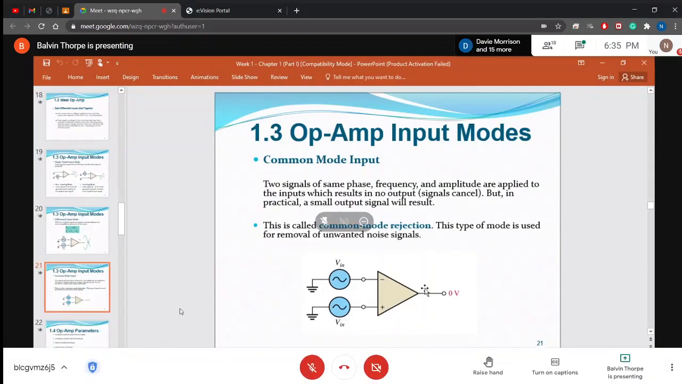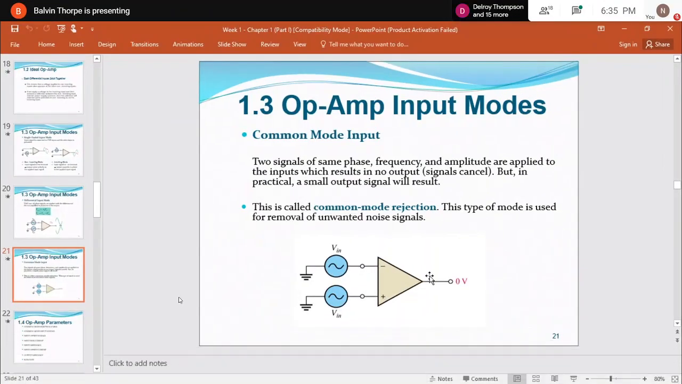So ideally, the common mode gain is usually less than 1, anywhere between 0 and 1. That's the common mode gain, while your differential gain is in the hundreds of thousands.